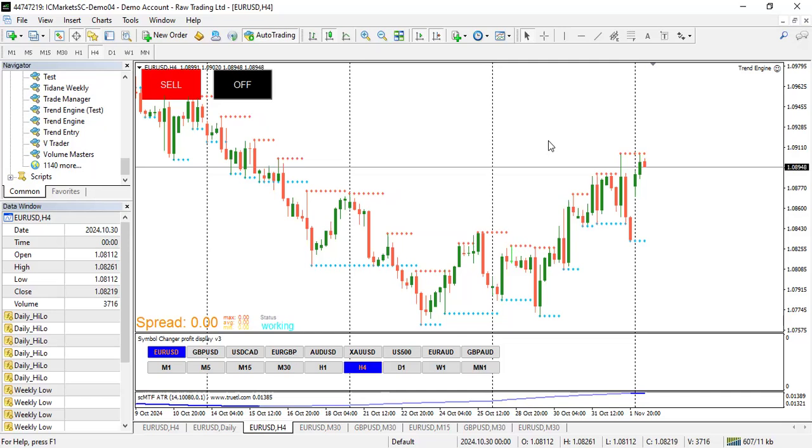All right. So that's about that. Trend Engine, a very great tool. Finally happy that something like this is out. Personally, I am happy that something like this is out. Even if nobody buys it, really, for me, it's a major breakthrough.